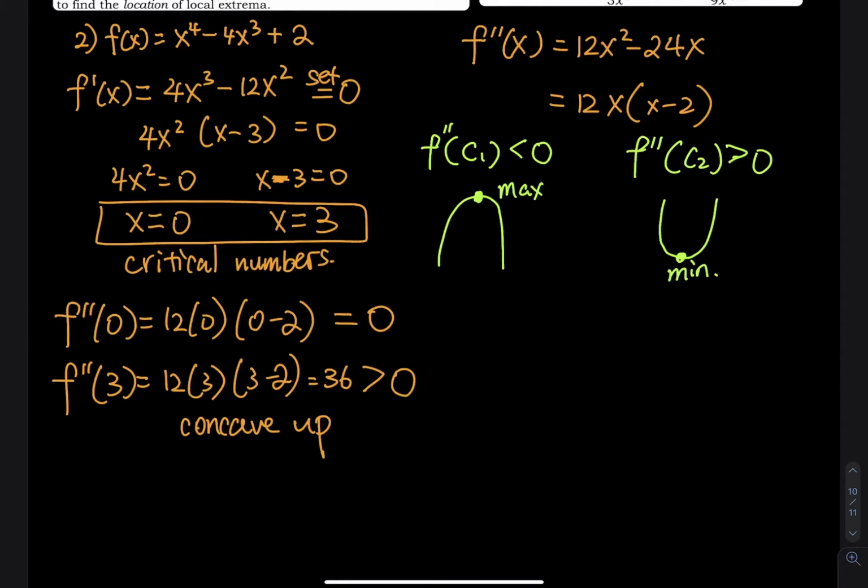So when x equals 3, we have a concave up, and I found this using x equals 3. That means at x equals 3, we have a local minimum, right? Greater than is concave up, less than is concave down.